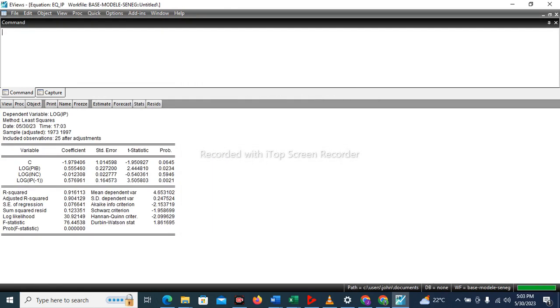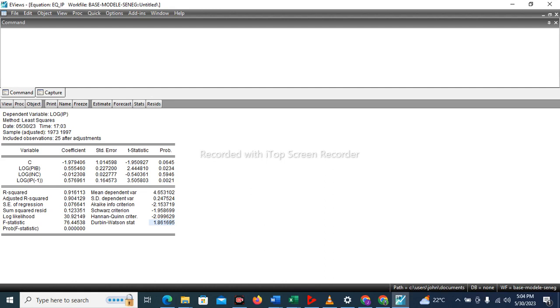Let's see the values. Look at our Durbin Watson statistic. It is 1.861. Look at the R squared, 91%. That means the variables explain our model 91.6%. Adjusted R squared is 0.904. That's okay.